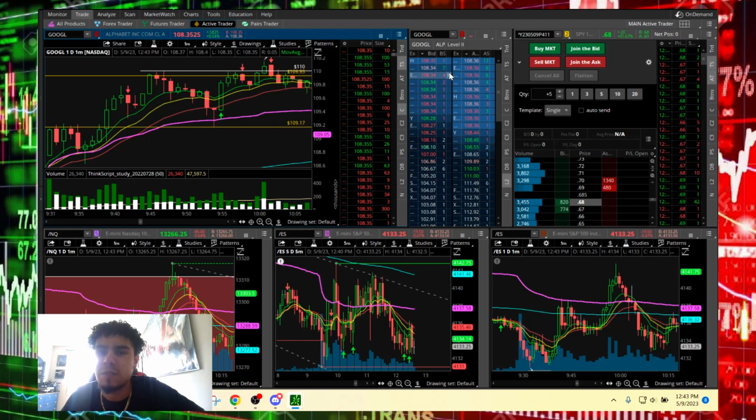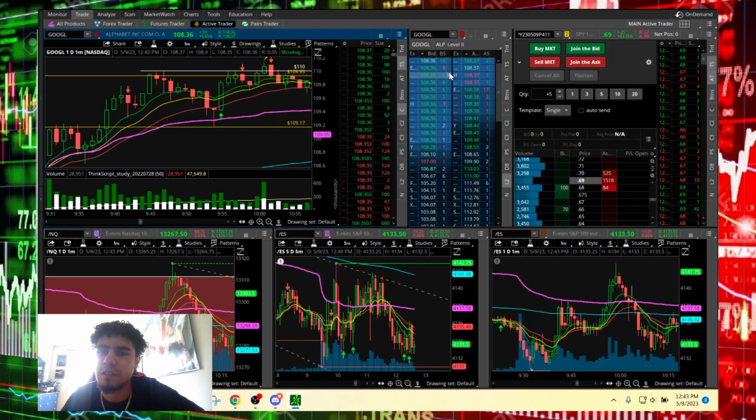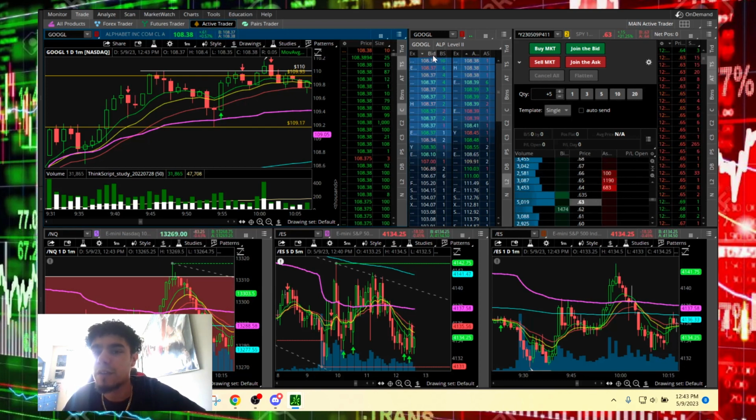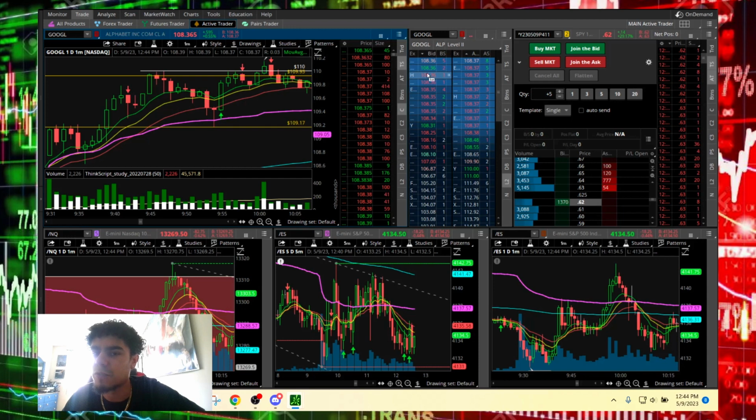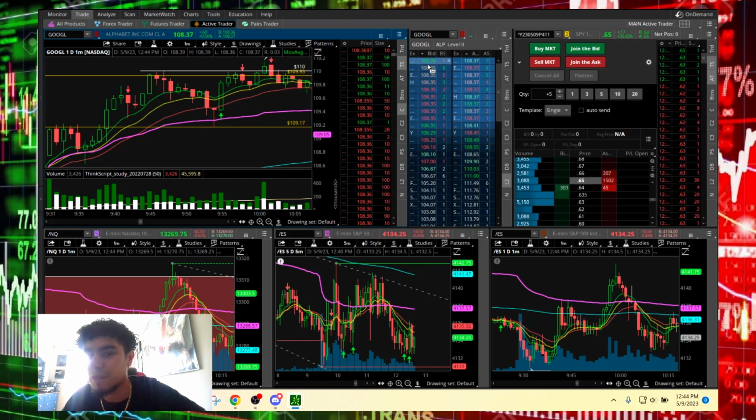So reading momentum on level 2 is kind of like watching, let's say we're playing upside, you're watching the bid because those are buyers. You want to see buyers get strong and push these ask orders out of the way. So right now the ask is at 108.39. You want to see this bid get to 108.39 or even push through it, 108.40, 108.45, 108.55. That's momentum picking up.